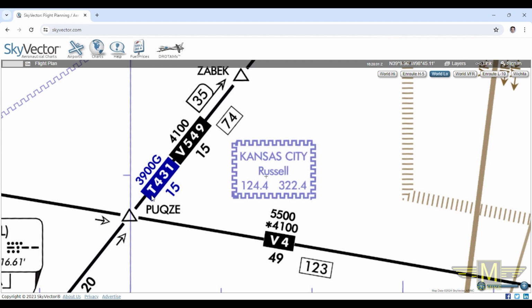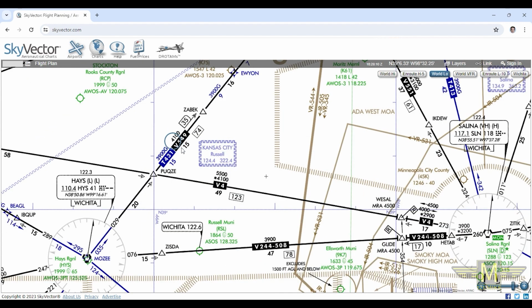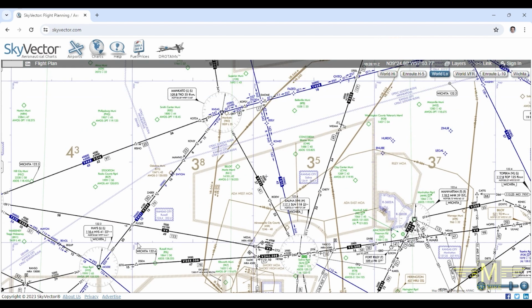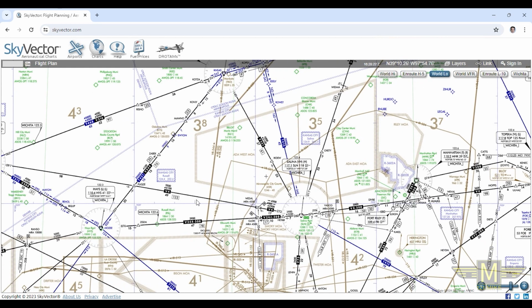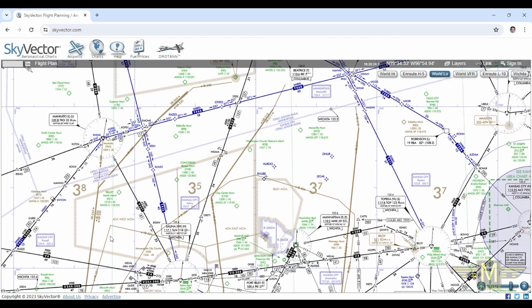For instance, here on Tango 431, it's 3,900 if you're using the GPS, but it's 4,100 if you're using your standard navs. So pay attention to that. But that's kind of how airways work. It's pretty self-explanatory, I think, once you do it just once or twice, because the format's all the same. Remember that blues are for GPSs and blacks are for VORs.